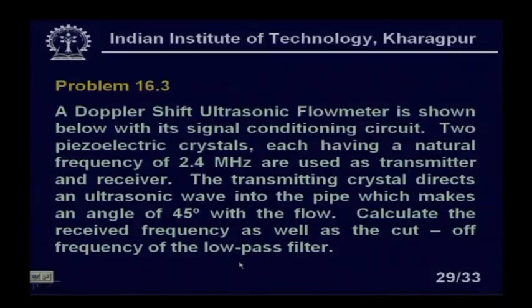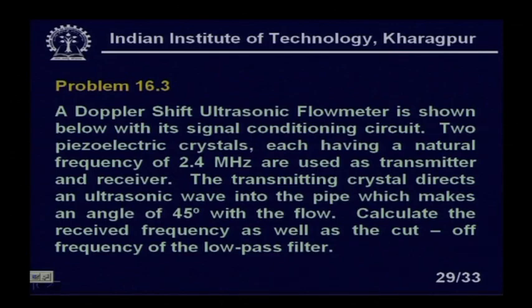Two piezoelectric crystals, each having a natural frequency of 2.4 megahertz, are used as transmitter and receiver. The transmitting crystal directs an ultrasonic wave into the pipe, which makes an angle of 45 degrees with the flow. Calculate the received frequency as well as the cutoff frequency of the low pass filter. Okay, why should I use a low pass filter?